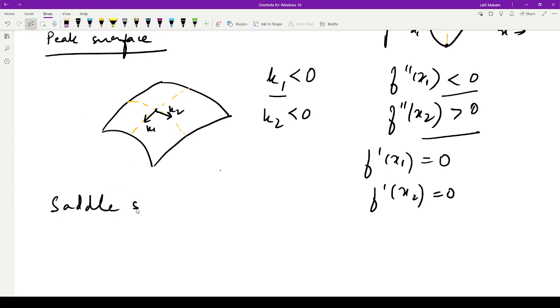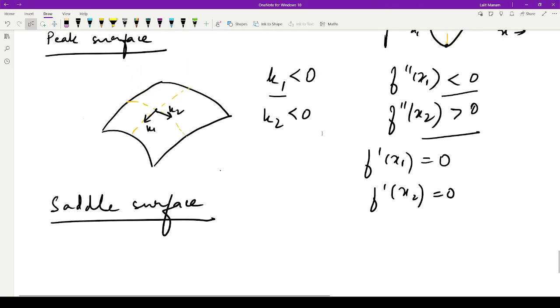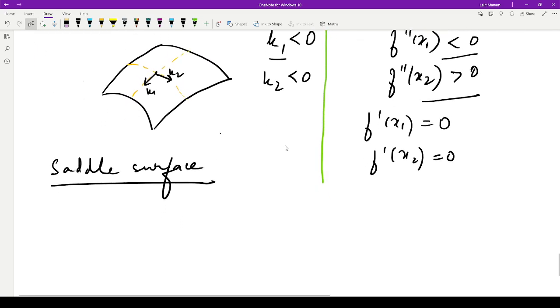Saddle surface. What is saddle surface? Have you ever heard of saddle points in school somewhere? Not in school, at least in college. Okay. What are they? Something like U shape, like bowl shape. U-shaped and what?